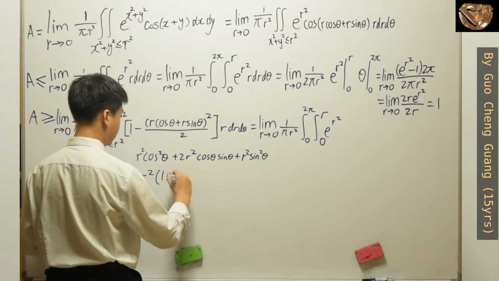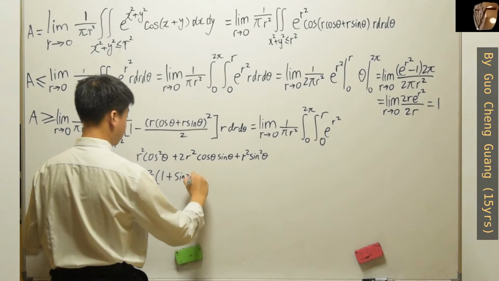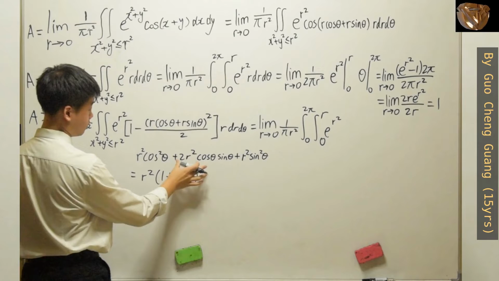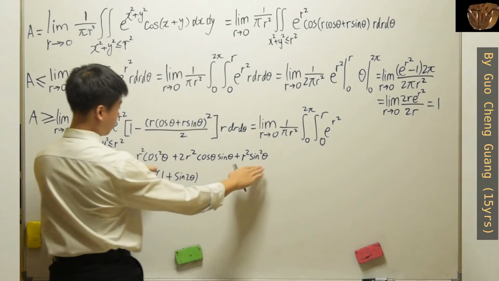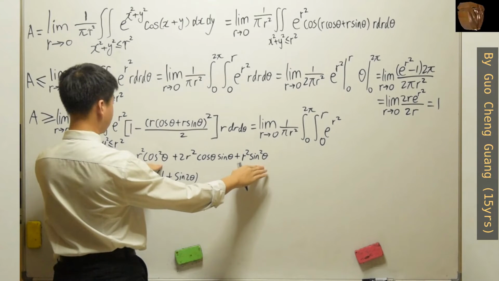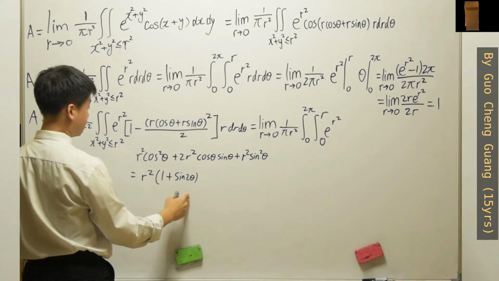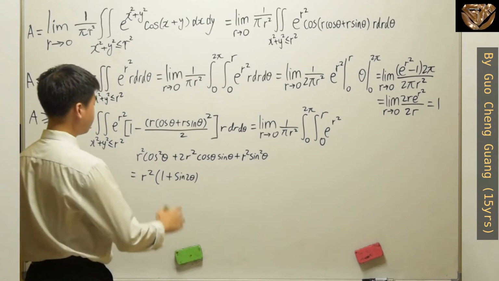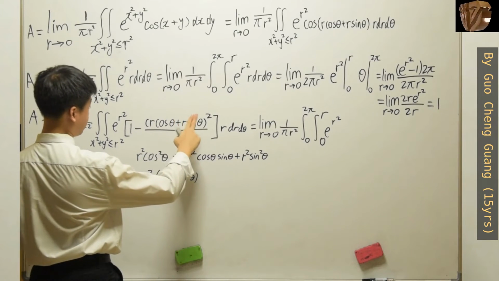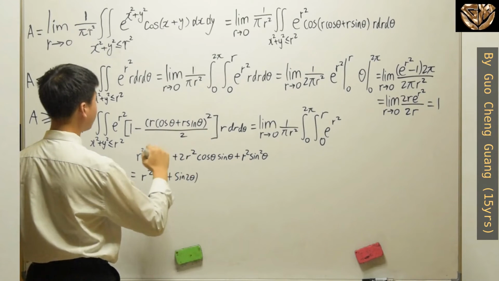and make it 1 plus sine 2 theta, alright? Since this part you can use a double angle, while for the other two terms, you just use your identity, alright? So you could just change it into this form. Now, you have r squared times 1 plus sine 2 theta.